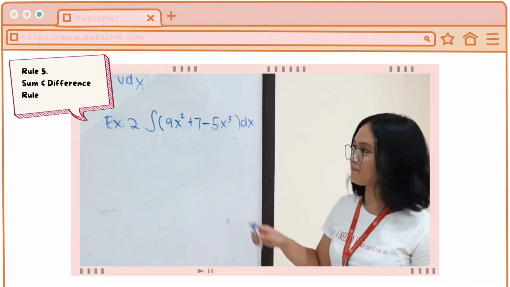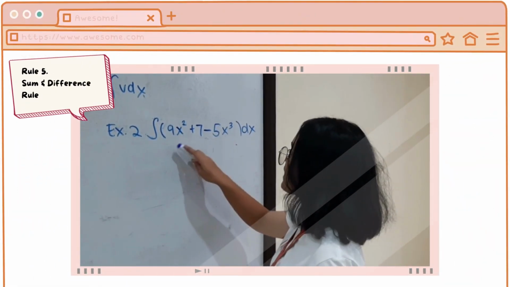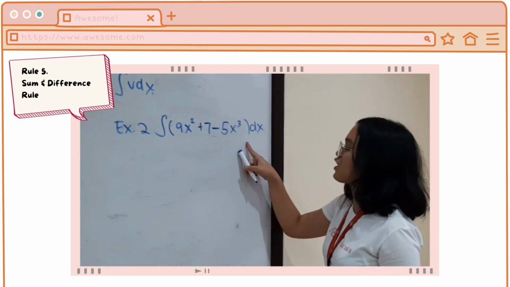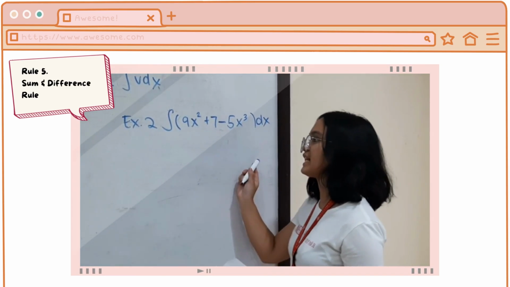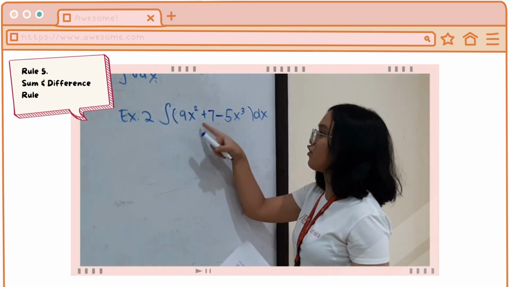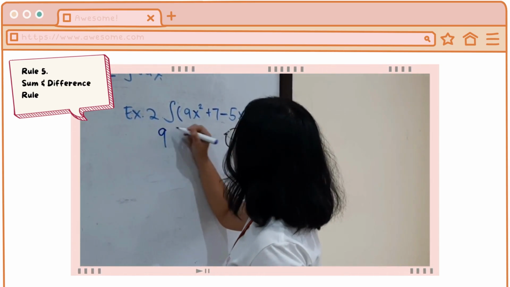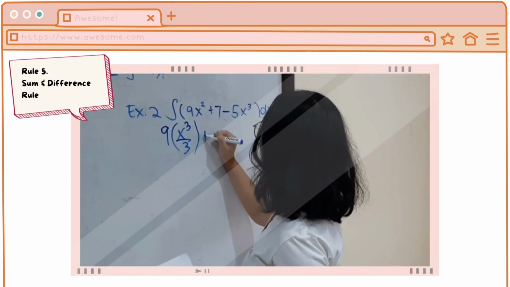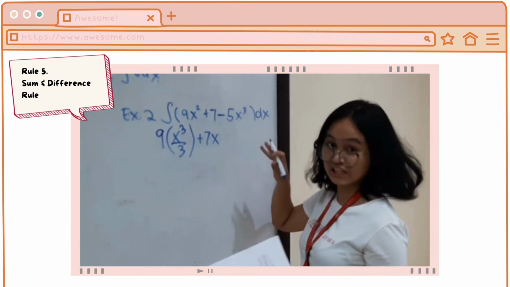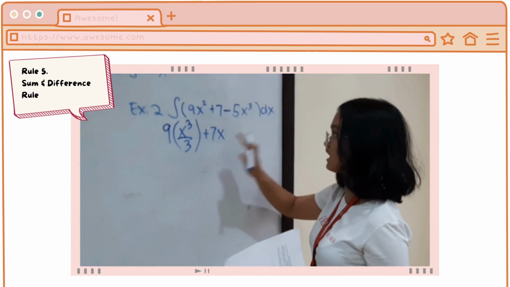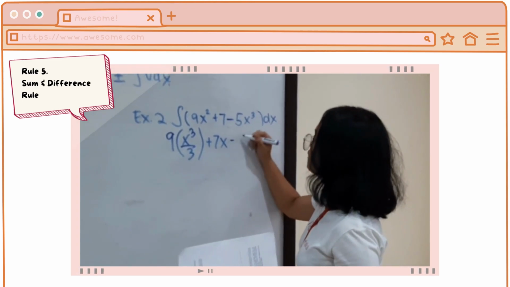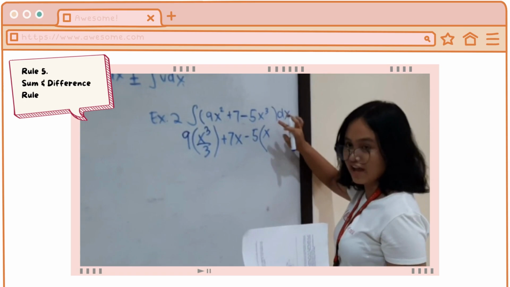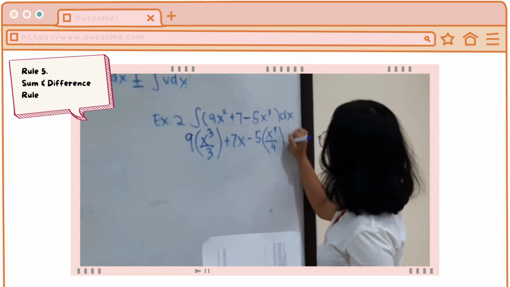This is our second example. It says the integral of 9x squared plus 7 minus 5x cubed dx. So we can do a shortcut. We just have to isolate the numericals first and then focus on the x later. So we do 9 and then x to the power of 2 plus 1, that's 3, over 3, plus 7. And then we can just immediately put an x because for any constant, the integral is the constant times x, so 7x. And we do 5. We copy the negative 5, and then we add 1 to the power of x cubed. So this becomes 4, this becomes 4, plus c.